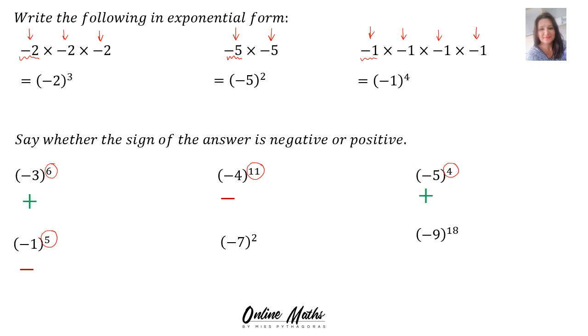Negative 7 squared. The 2 is an even number. Therefore, the answer will be positive. Negative 9 to the power of 18. 18 is an even number. Therefore, the answer will be positive.